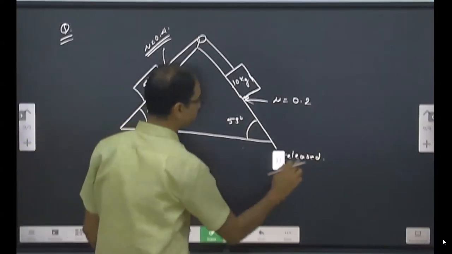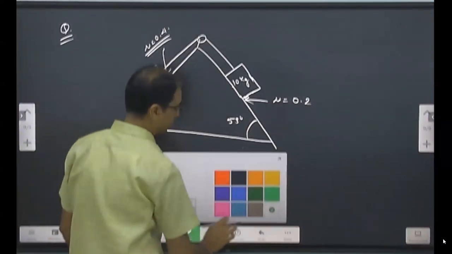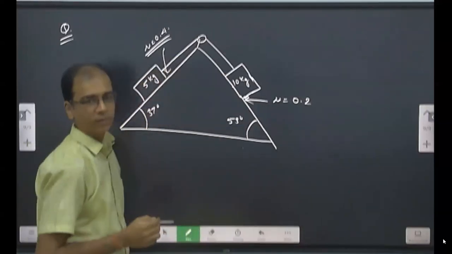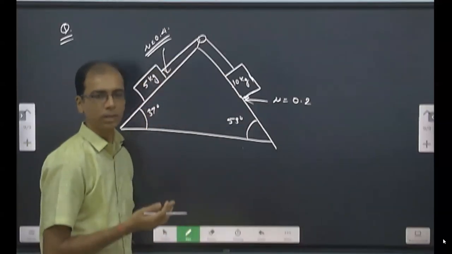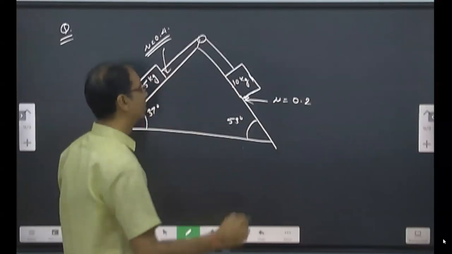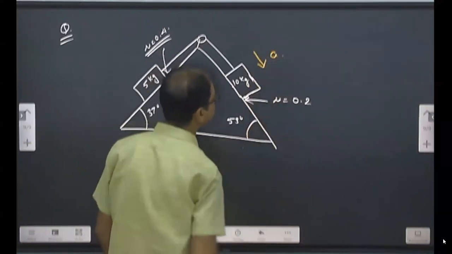First, what we'll do? We'll make a free body diagram. You see, 10 kg is heavier than 5 kg, so obviously that will be giving the moving force. So I'm assuming that this acceleration will be a. That's what we are finding.